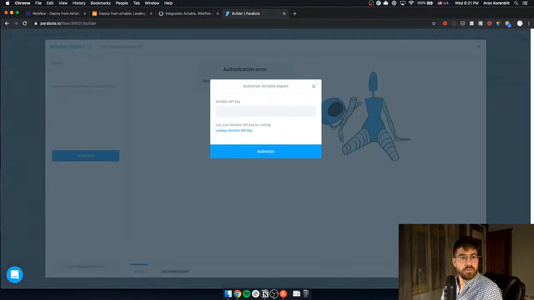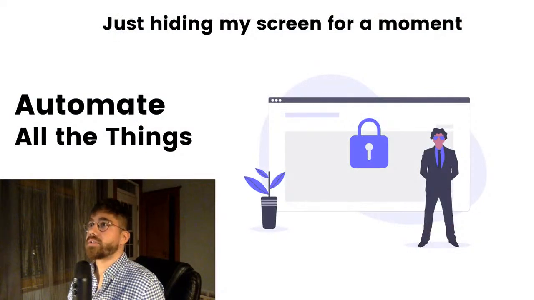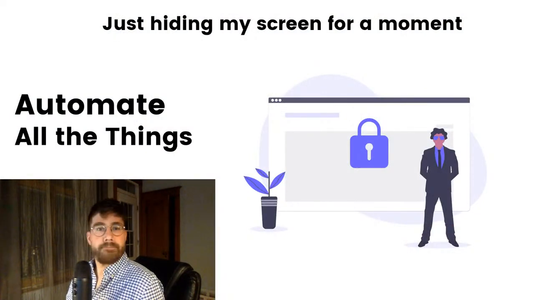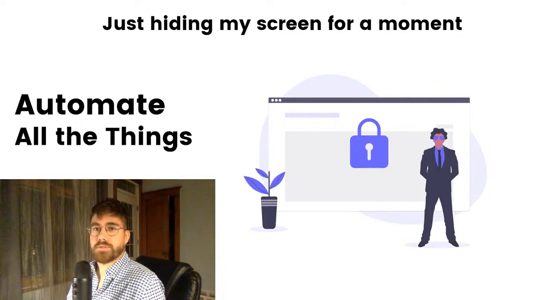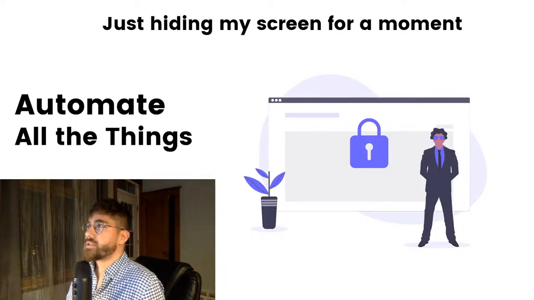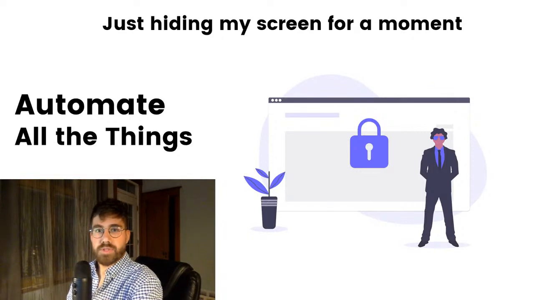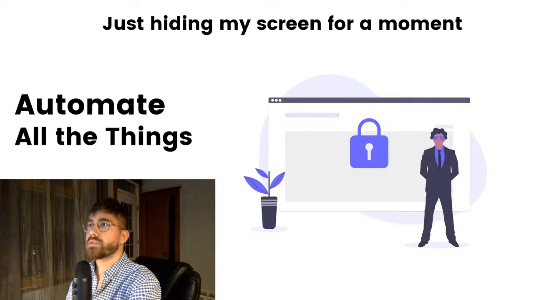Okay, 1 second. I need to go get my API key. I'm just going to hide this. All right, API key, got it. We are in. And base ID is this one, I think. One second, I just got to configure this really fast. It's probably here. Okay.